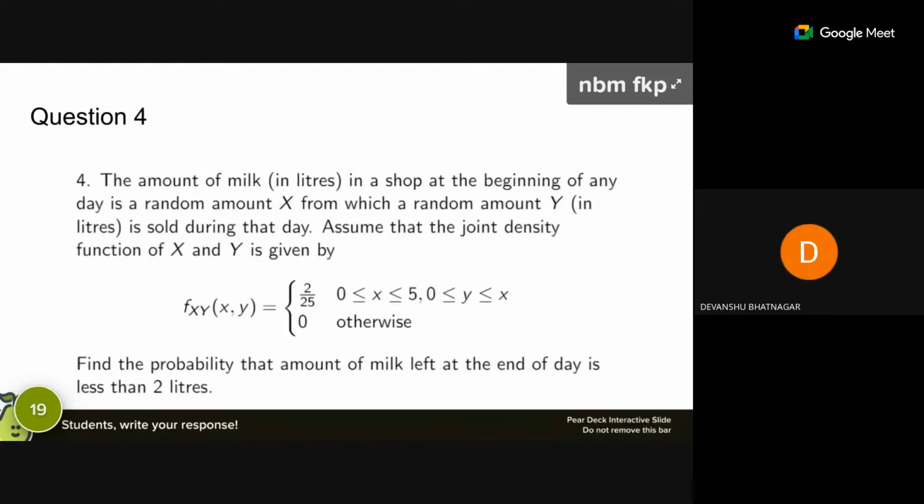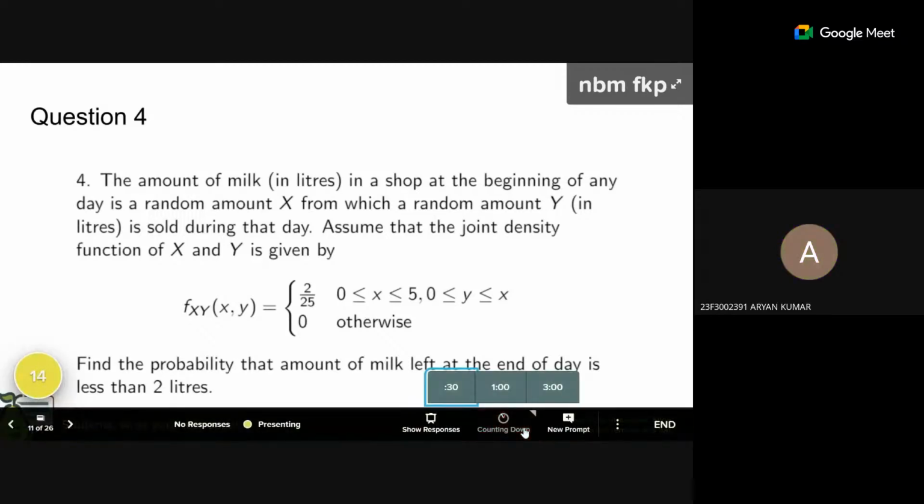Ma'am, can you increase the time? Yeah, sure. And we will make the first diagram. Yeah, that is the first one.